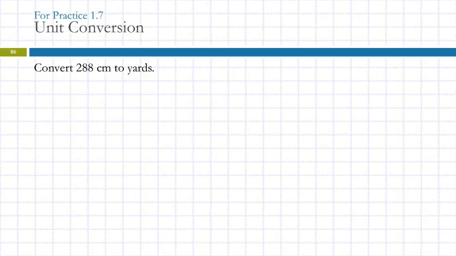We'll do one example here and then we'll take a little break. Convert 288 centimeters to yards. So the first thing is, what are we starting with? Where are we? Starting with centimeters. The next question is, where are we going? Going to yards. And the third question, how do we get there?